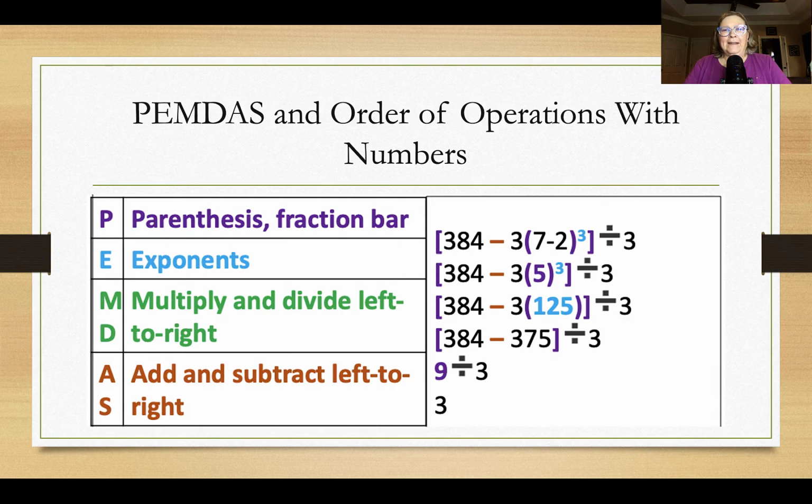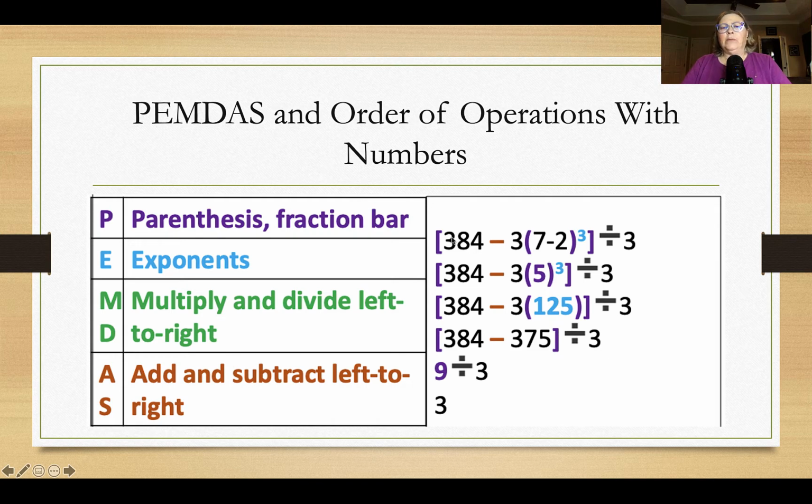Topic 1 is PEMDAS, an order of operations with numbers. The order of operations in math is defined very carefully. The first thing you do is whatever's in parentheses or a fraction bar. The next thing is exponents. Next is multiplying and dividing, left to right. Adding and subtracting is last, left to right.